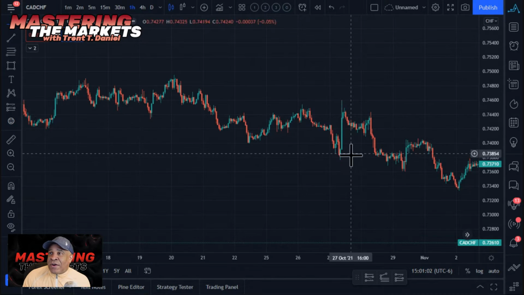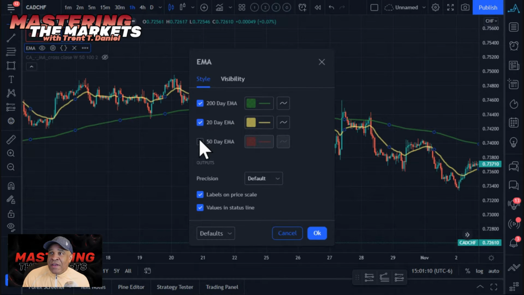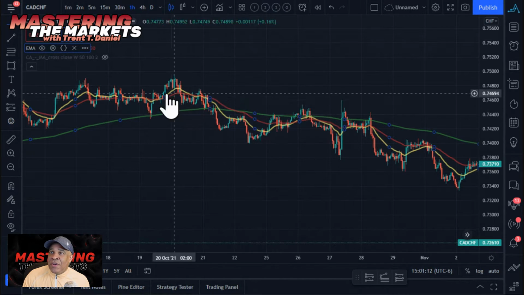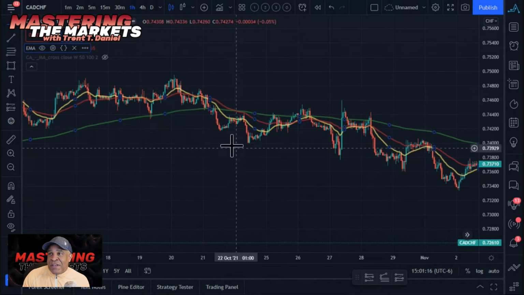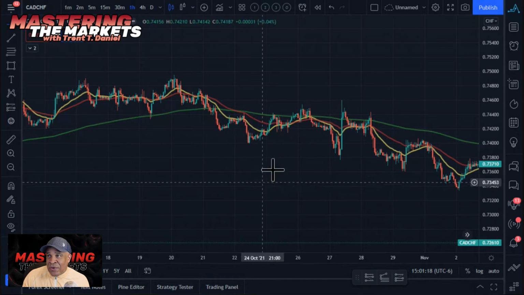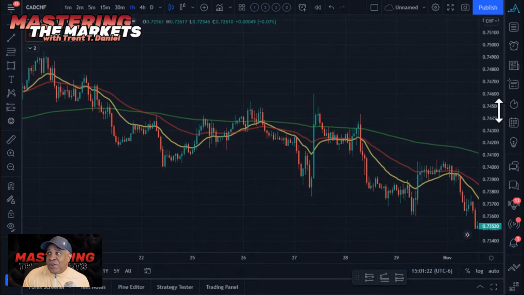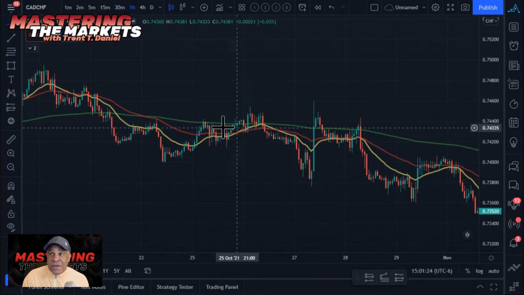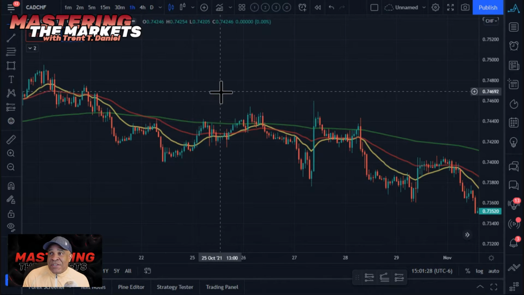So we've got our chart here, and basically what I'm going to do is put up the three moving averages, which are the common ones: the 20, the 50, and the 200. The 20 moving average is the yellow line, the 50 is the red line, and the 200 is the green line. Just in case you don't know this and you're new, and believe me, it took me a really long time to understand what the moving averages were, even after I started learning to trade.